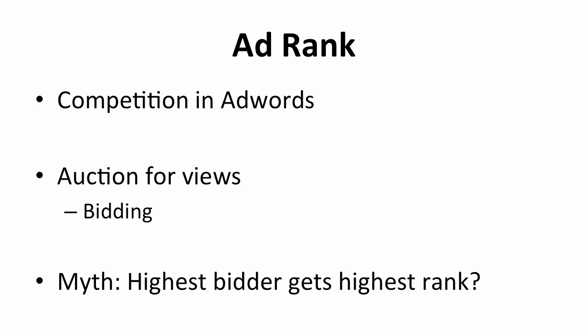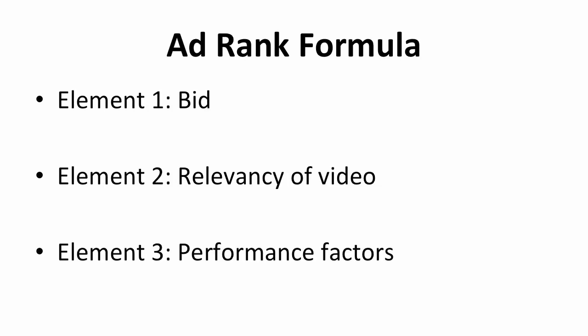Now, you may be wondering how to get a higher rank. Google wants to show only relevant videos to their users and avoid advertisers that simply buy the ad space but only provide irrelevant ads. So here's how you can move your video up to the top in ad rank. Follow this ad rank formula, which consists of 3 elements.